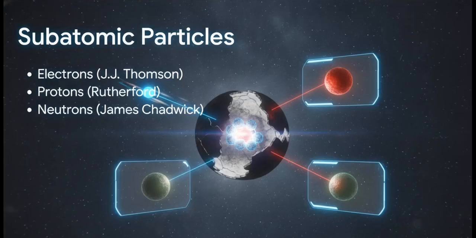You know, for the longest time, atoms were thought to be totally indivisible, like the absolute smallest chunks of matter possible. But the first major breakthrough was realizing that atoms themselves are actually made of even smaller pieces. J.J. Thomson kicked things off by discovering the negatively charged electrons. Then Rutherford found the heavy, positively charged protons concentrated right in the center. And finally, James Chadwick discovered the neutrons, which are those neutral heavyweights sitting in the nucleus. Once we had our cast of characters, the real work began.